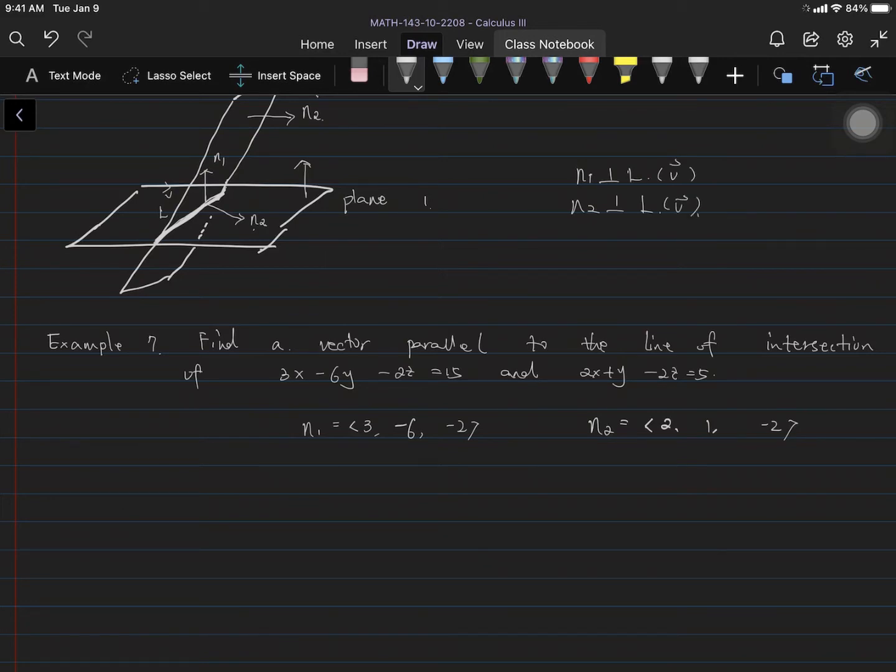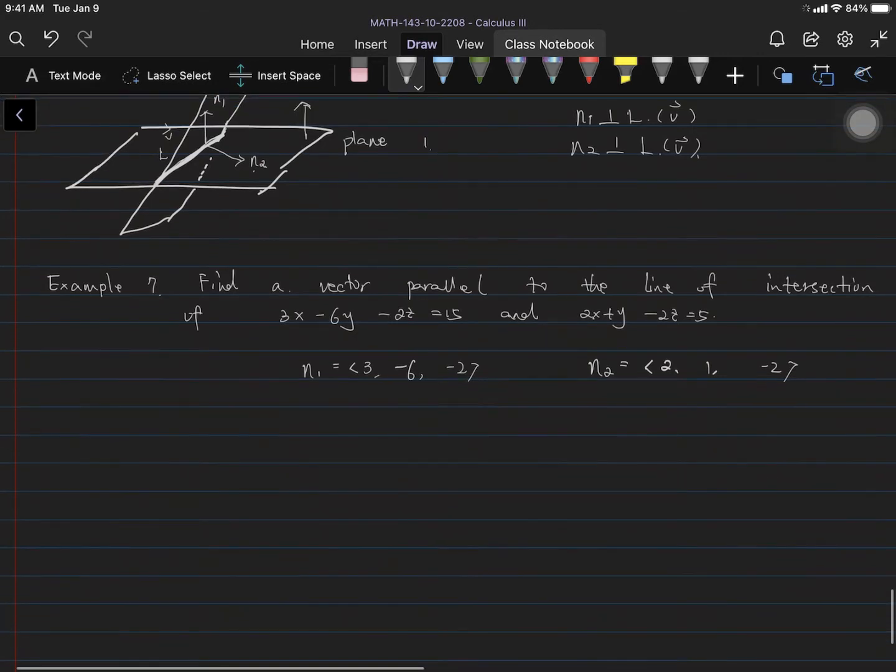So how do we find a vector that's perpendicular to both N1 and N2? Cross product. This vector is perpendicular to N1 and also perpendicular to N2. So that vector is just the direction of the line of intersection. So let's do the cross product.